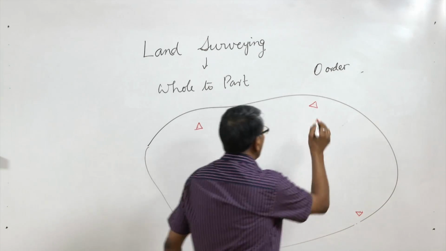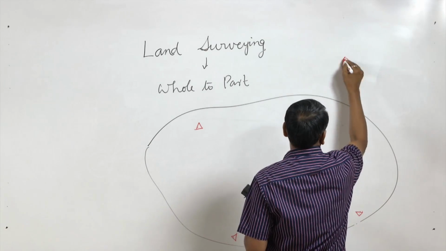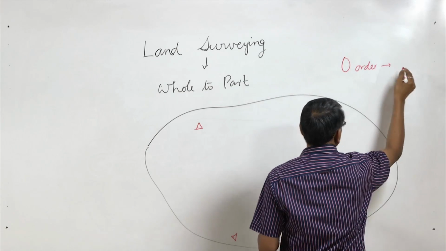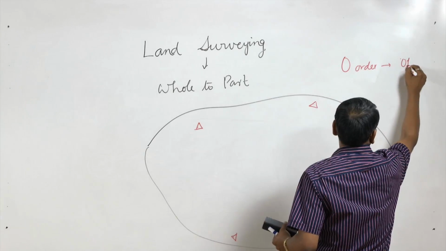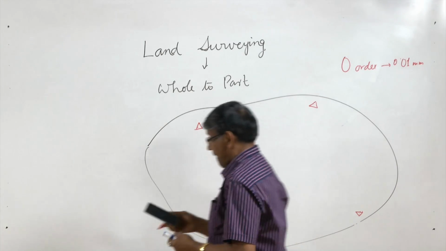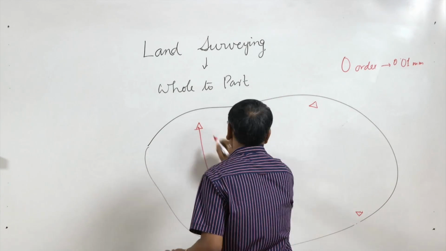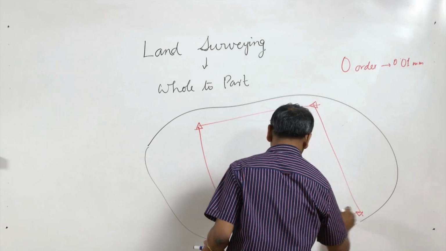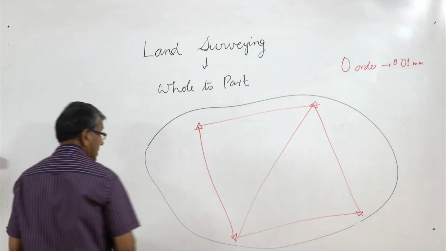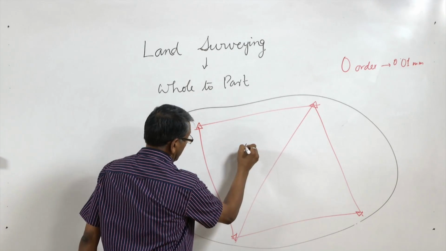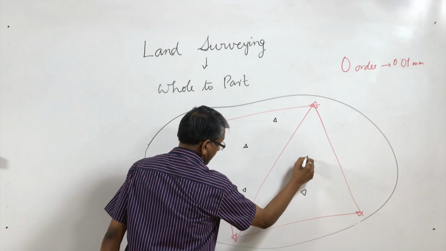This is called zero order, or highest order, and its accuracy is of the order of 0.01 millimeter, 1 sigma. So the network first has to be established, and once this primary network is there, then we go for a lower order network like this.